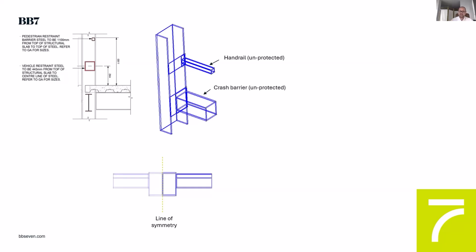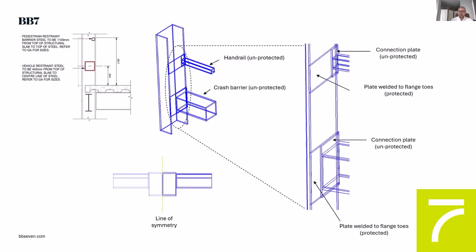which would be, in this case, unprotected. And these barriers and crash handrails actually frame into a protected plate that frames across the two flitched toes. So that plate itself will be protected, but the handrail and the fixing for the crash barrier would not.